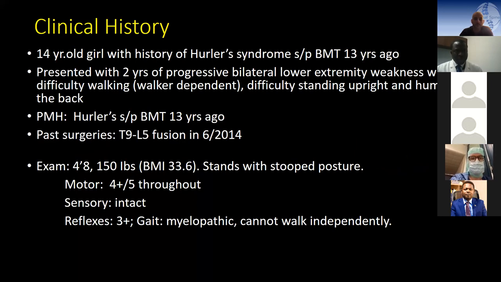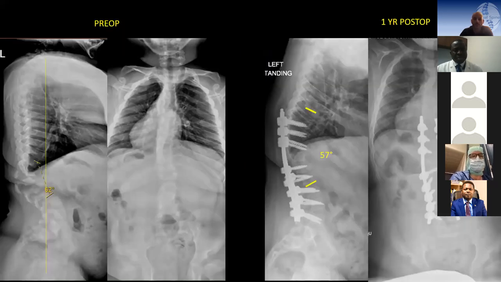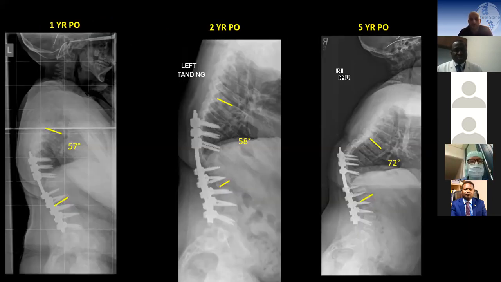Prior to seeing me, she had undergone a T9 to L5 fusion. This is what her construct looked like when she saw me. The pre-op is to the left, and to the right are her x-rays. She did relatively well until 5 years post-op. Her surgery was in 2014, and she saw me in 2019. You can see the dramatic proximal junctional kyphosis, proximal junctional failure that she's developed, with her neurological complaints.